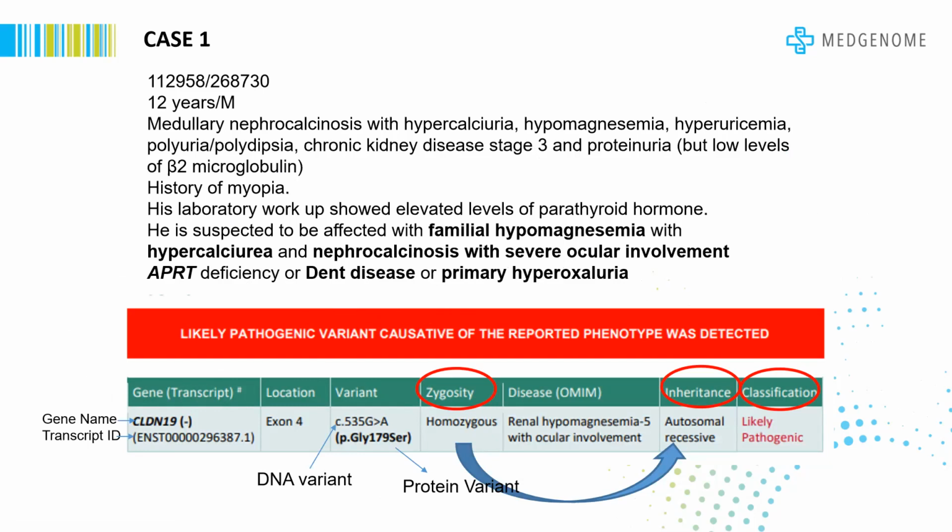Once we had done the exome sequencing for this case, what is the result? We found a CLDN19 mutation in this case, and we found a likely pathogenic variant. So how to understand an NGS report? I will show that also.